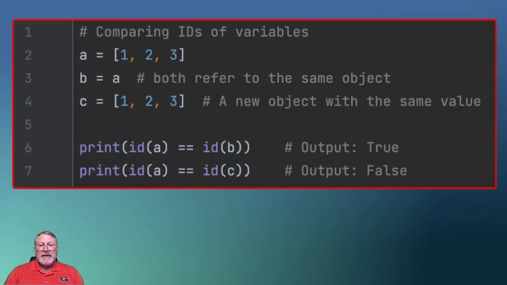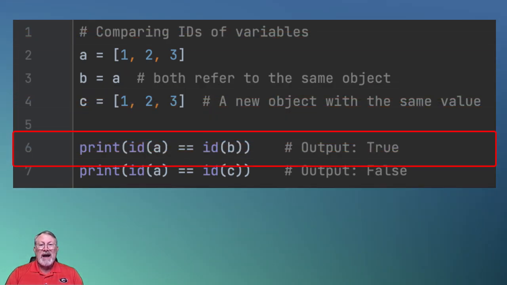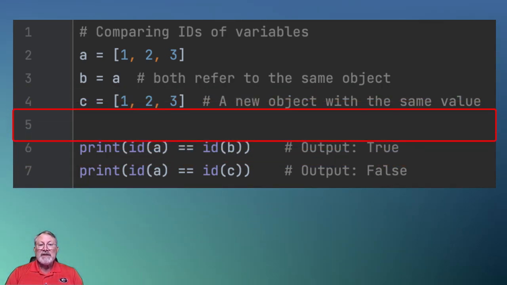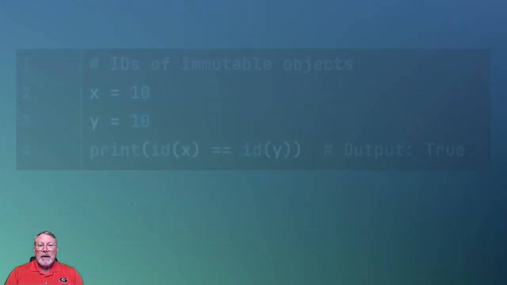You can use ID to check if two variables refer to the same object. Here, A and B have the same ID because they reference the same list, but C is a different object even though its content matches A.